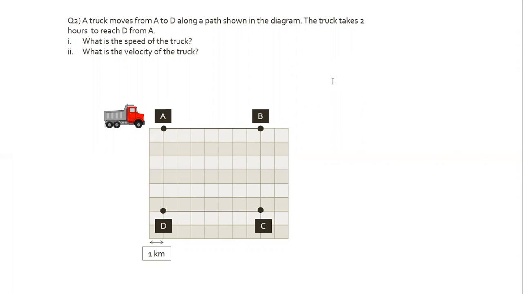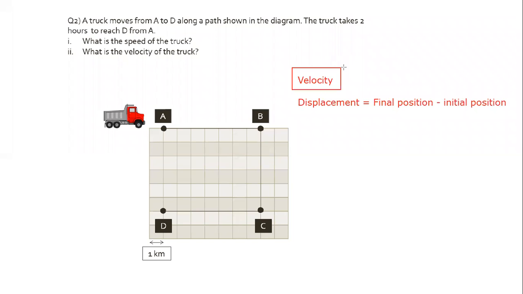Now similarly, let's see how will we find velocity. Okay, so what is the first step that we take for velocity? We find the displacement. For velocity, we find the displacement. Now for displacement, we need two things. The formula of displacement is final position minus initial position. Okay, so these are the two things we need to find velocity. Final position minus initial position.